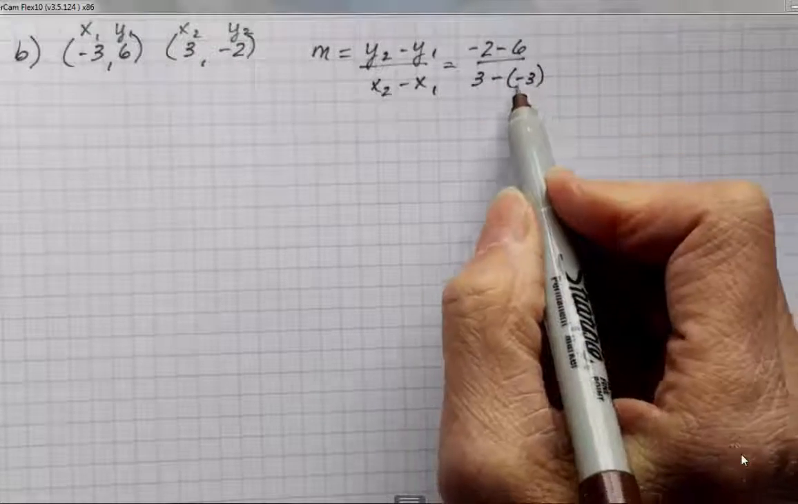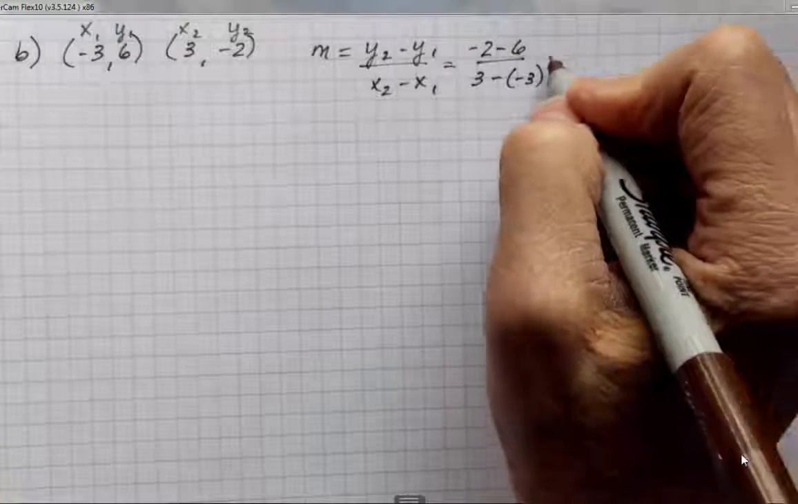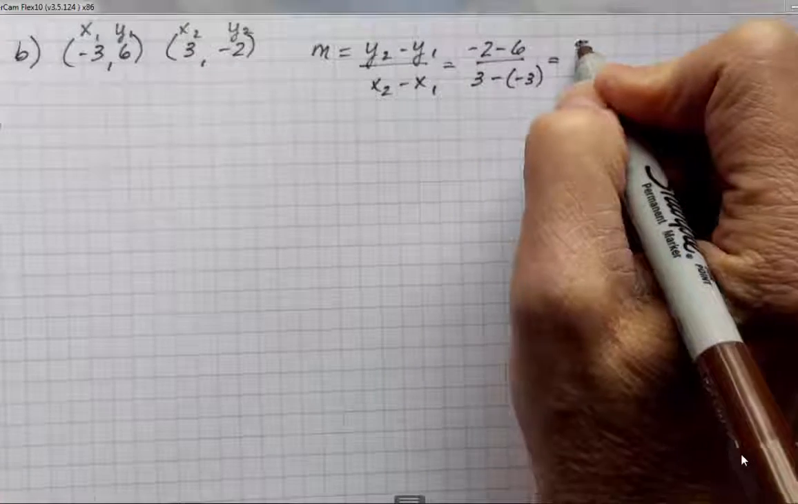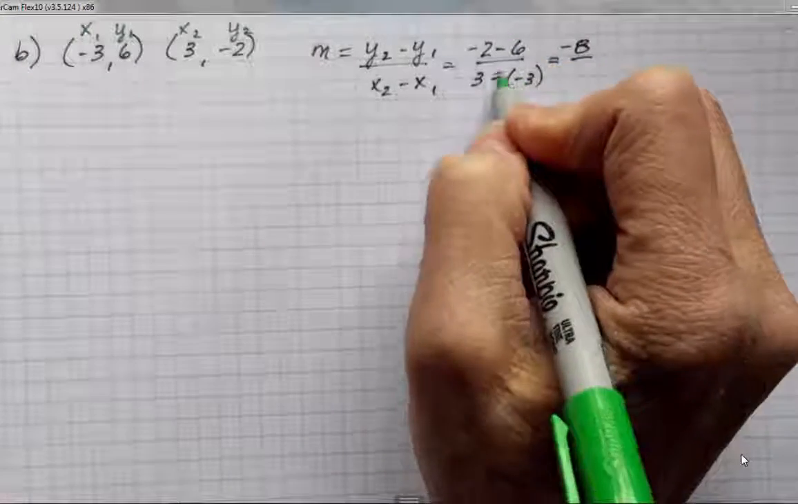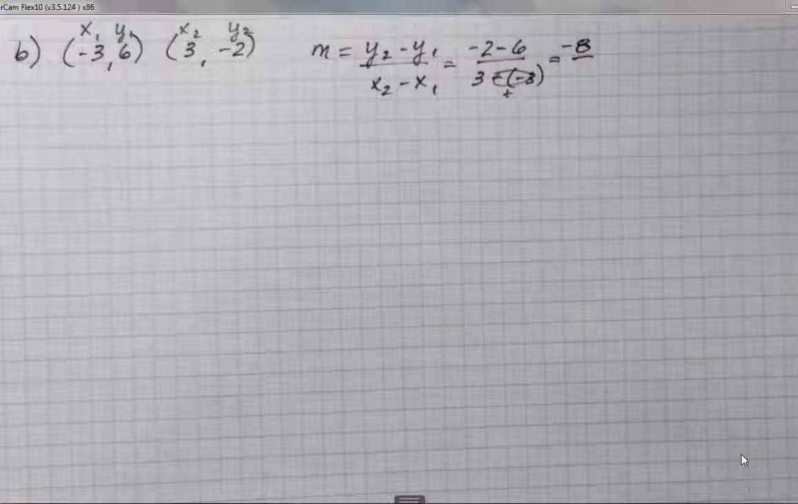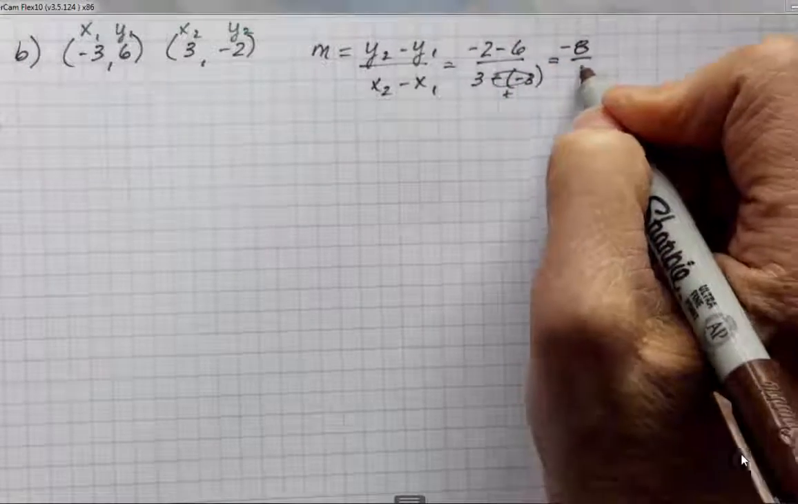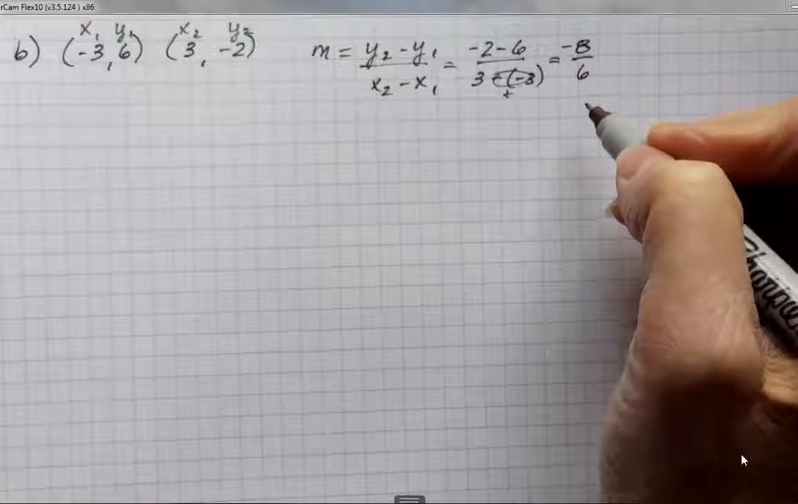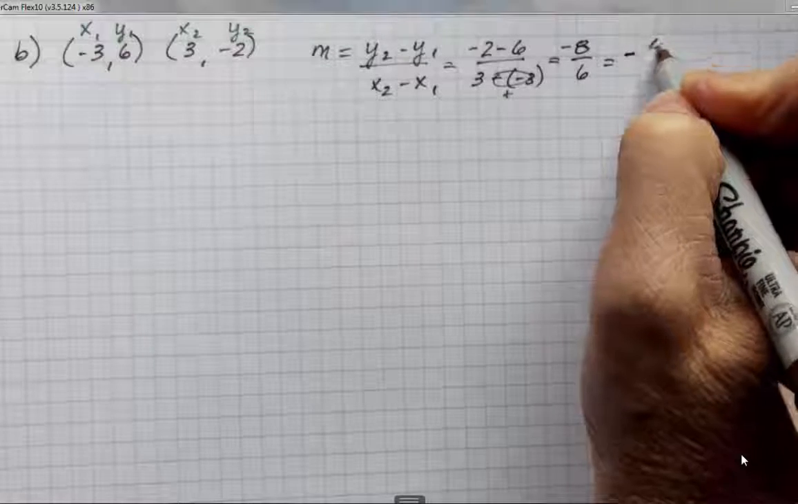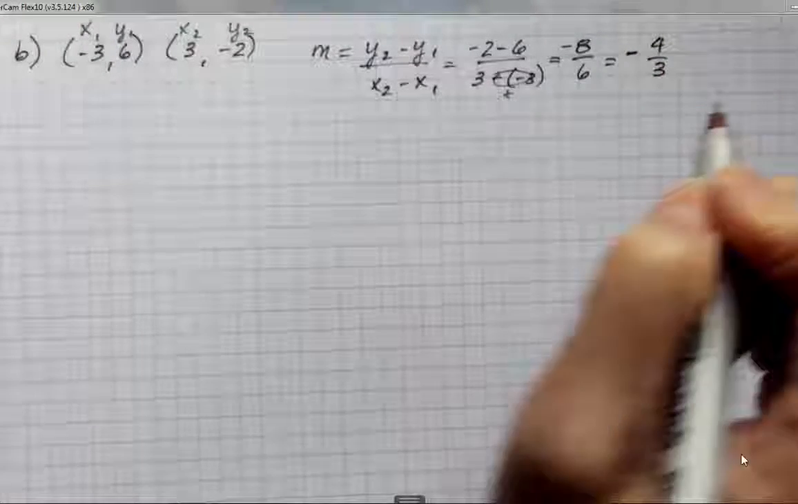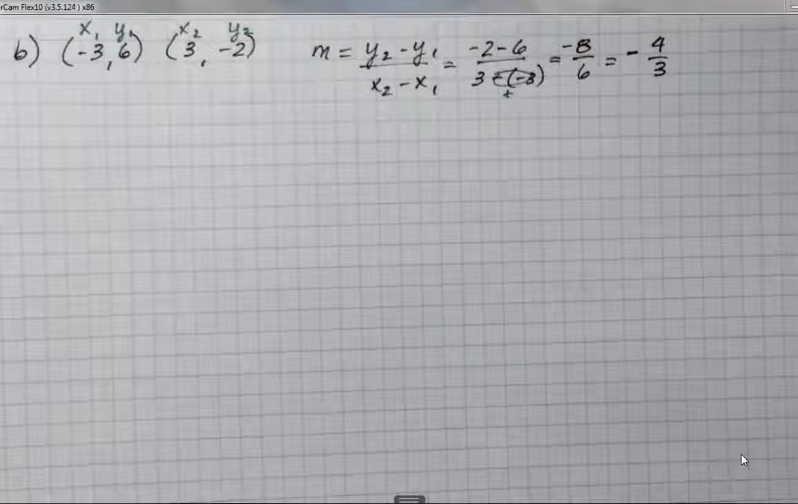So make sure you put those double negatives in there. The top becomes negative 8, and the denominator, remember, the 2 negatives make a positive, becomes positive 6. And then you always want to reduce your slope if you can. There's a common factor of 2 in both of these, so it becomes negative 4/3. So my slope is negative 4/3.